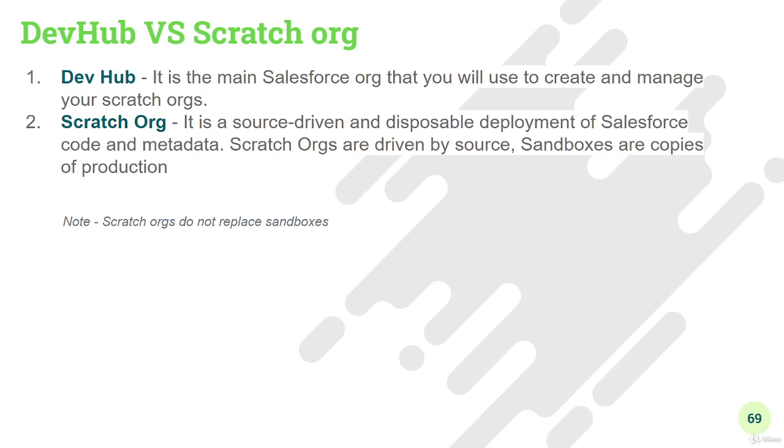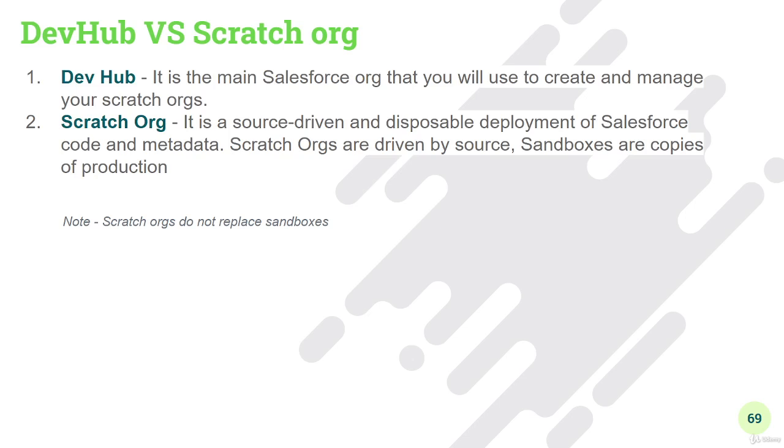Now we are going to create a Scratch org, that is a source driven and disposable deployment of Salesforce code and metadata. Scratch orgs are driven by source, sandboxes are copies of production. So there is a difference between the sandboxes and the Scratch org. So you can think of Scratch org as a temporary development instance of Salesforce. And there is a note: the Scratch orgs do not replace the sandbox.